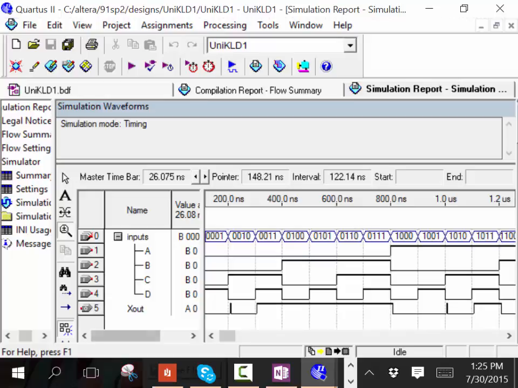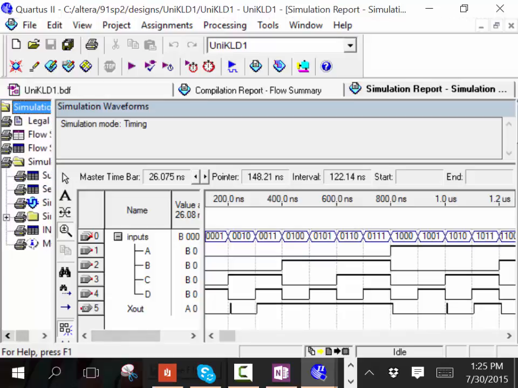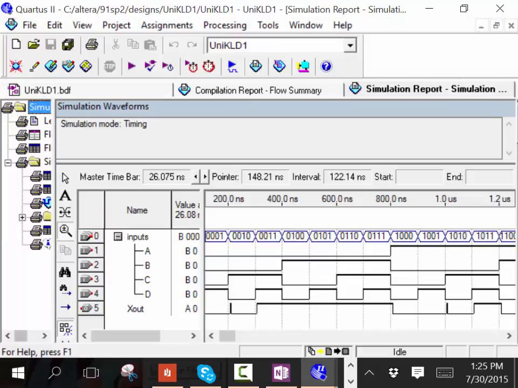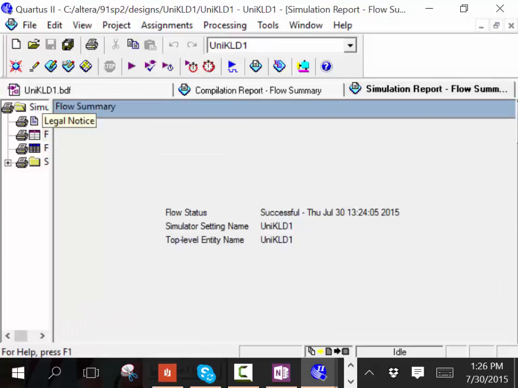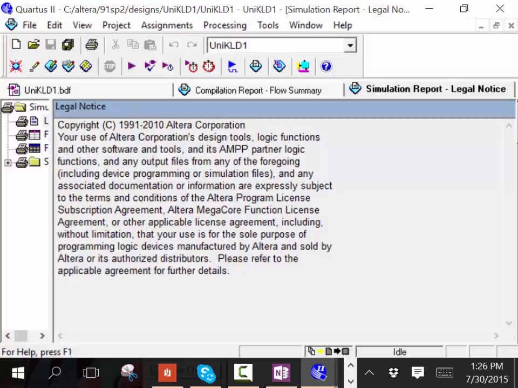If we were to look at what's going on inside this, where's our fitter? Let's turn off the simulator right here.